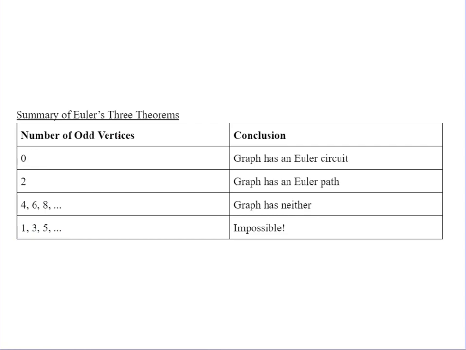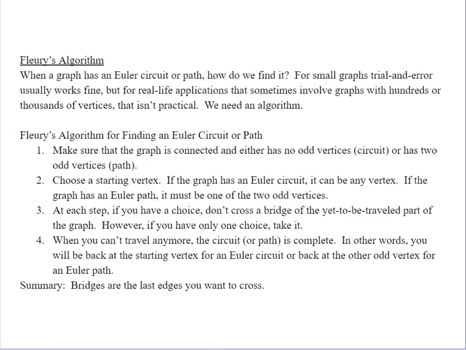So now that we've determined when there's an Euler path or when there's an Euler circuit, let's take a look at Fleury's algorithm. This gives us an idea of how to create those paths and circuits. If you have a small graph, trial and error works. But real-life applications can have graphs with hundreds or thousands of vertices, so it's not practical to use trial and error. You're going to be there for days. So we have an algorithm.